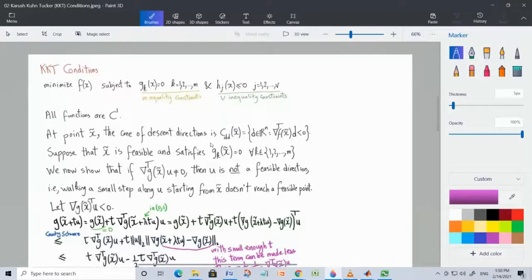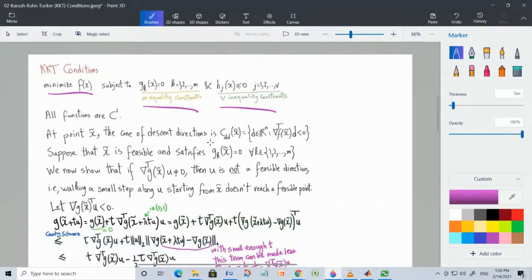Now let's go to the KKT conditions. Here's our optimization problem. Minimize f of x. We have a bunch of equality constraints, all of them in the form of a C1 function that is equal to 0, and we have a bunch of inequality constraints, all of them C1 functions that are less than or equal to 0. So this will be our standard optimization problem.